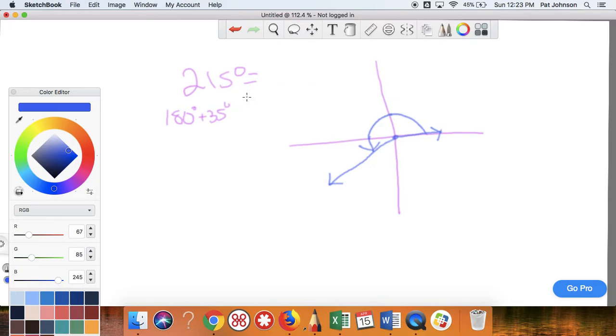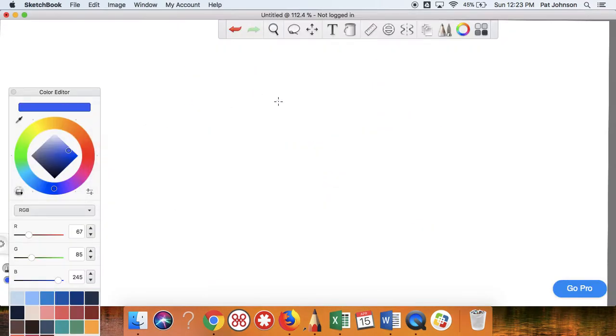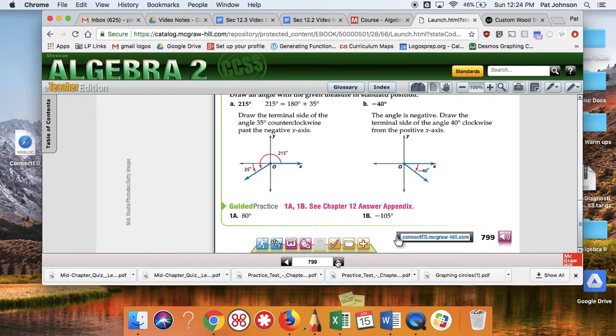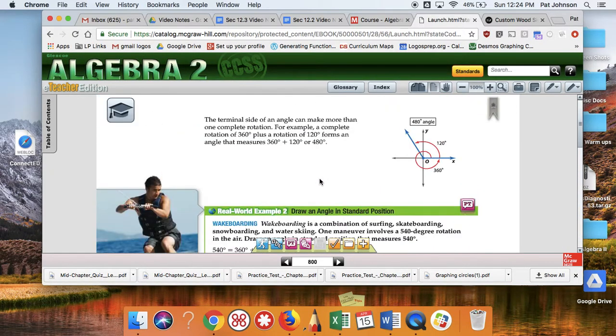All right, so the next one is negative 40 degrees. We said when it's negative, we still start the initial side here on the positive x-axis, but because it's negative, we go clockwise 40 degrees. Remember, each quadrant is 90 degrees, so we're only going to go about this much, give or take, and that's negative 40 degrees. And there's your example there. If you want to try the guided practice on your own, you can.